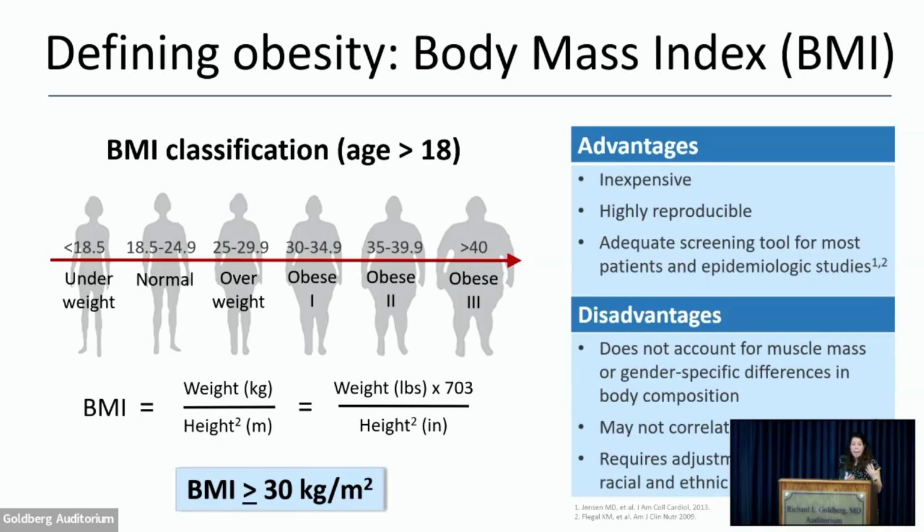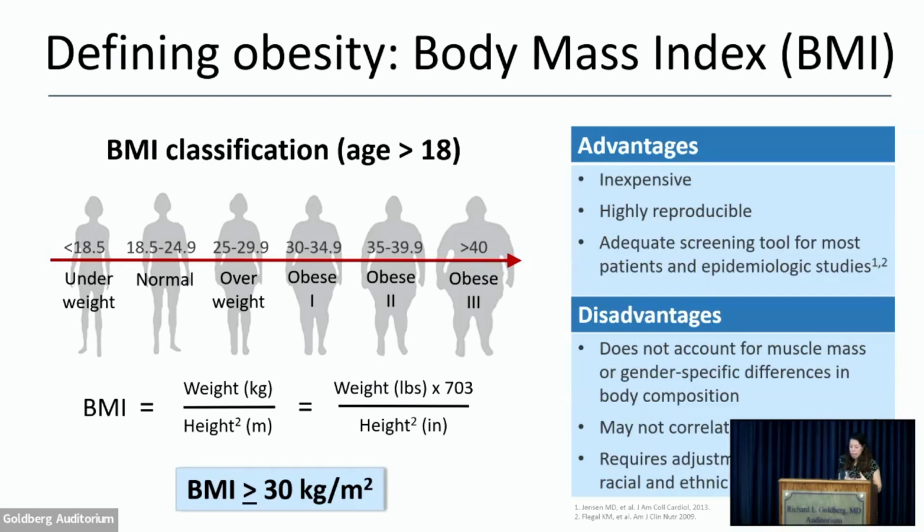This is a weight to height ratio. The nice thing about BMI is it's inexpensive, it's highly reproducible. The medical staff can get this number into the chart for you immediately. And this is an adequate screening tool for most patients and epidemiologic studies. However, BMI comes with caveats, right?